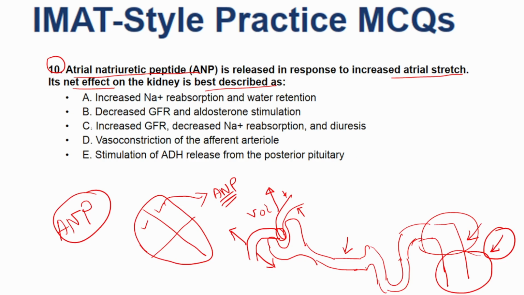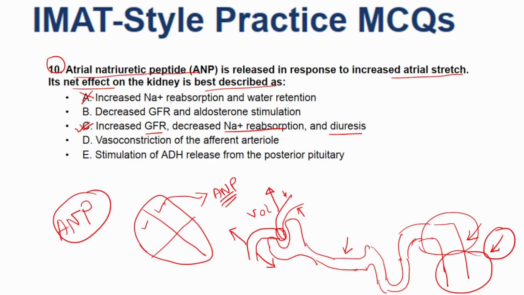And that's why the correct answer is C. Increased GFR, decreased sodium reabsorption, and diuresis. Why are the other options wrong? Option A. Increased sodium reabsorption and water retention describes the exact physiological profile of the renin, angiotensin, aldosterone axis, which acts in direct opposition to the volume clearing effects of natriuretic peptide.